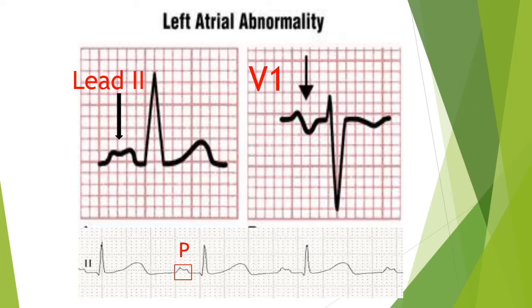Here is another example that shows an abnormal P wave in lead 2 with widening of the P wave more than 3 small squares with notching of the P wave in lead 2, and in V1 the P wave is widened and more negative, and this represents left atrial abnormality.